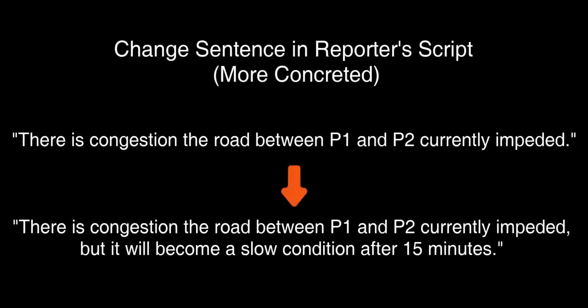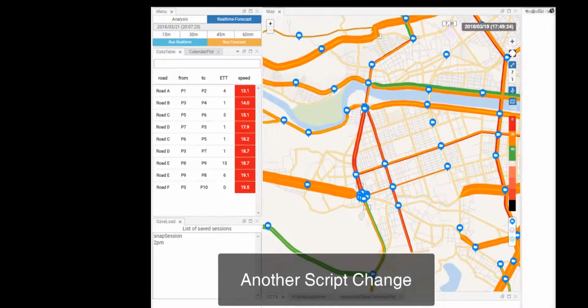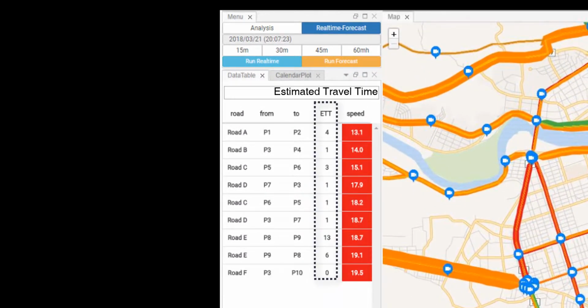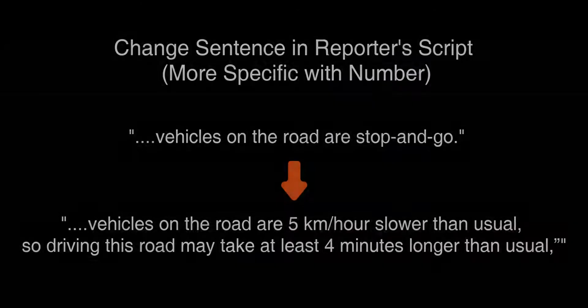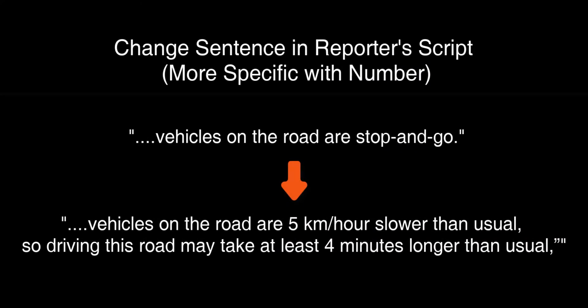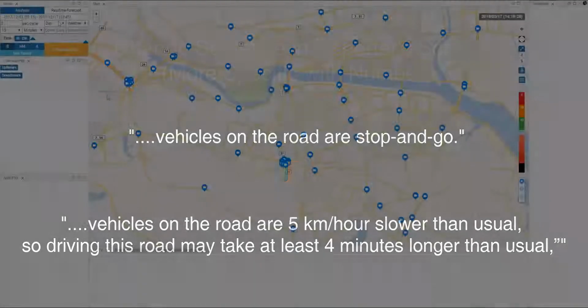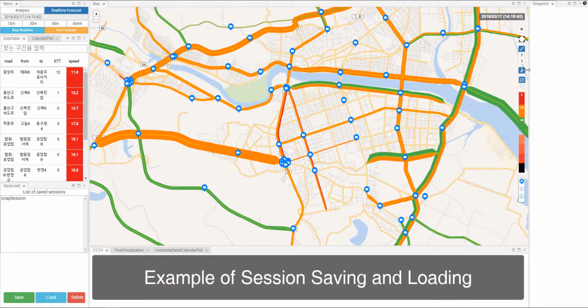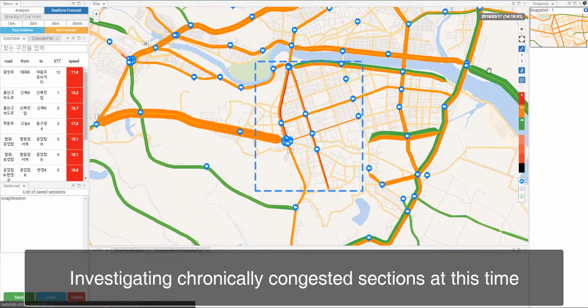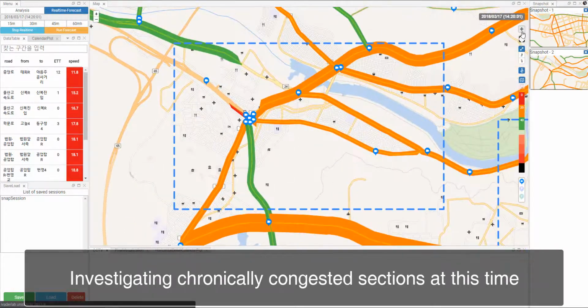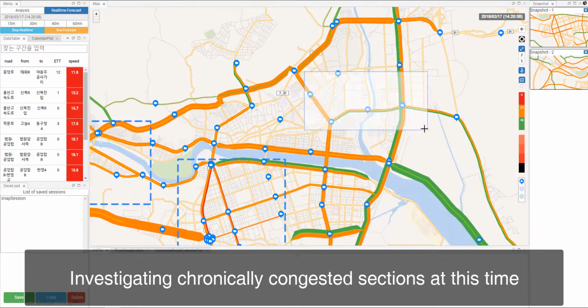Reporters can make their script for broadcasting more specific and concrete by using congestion forecasting. Our system provides estimated travel time, which also helps the reporters make their script more concrete with specific numbers. Chronic congestion tends to repeat at the same locations. By saving those chronic congestion points, the reporters can quickly review congestion conditions in the points.